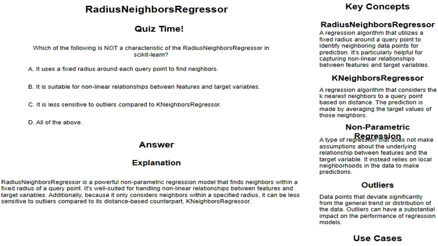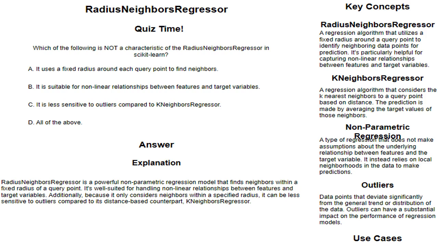Correct. One of the strengths of radius neighbors regressor lies in its ability to effectively handle nonlinear relationships between features and target variables. By considering neighbors within a fixed radius, it can capture intricate patterns and dependencies that might not be easily represented by linear models.